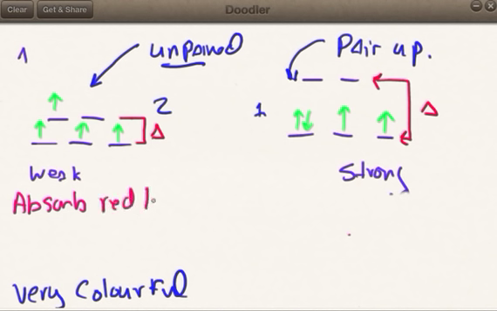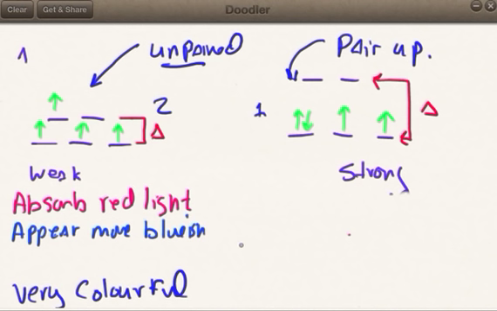Okay, so here's a question. If you're absorbing red light, then what are you reflecting a lot of? Well, if you're absorbing the red, that means that you are not absorbing the higher energy light, and blue light tends to be higher energy. So the weak fields absorb red light, but when you look at them, they tend to appear to have colors that are more bluish, if you will.